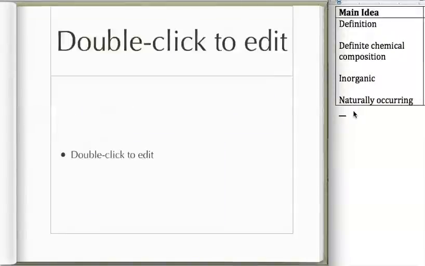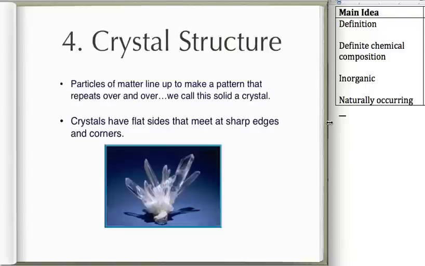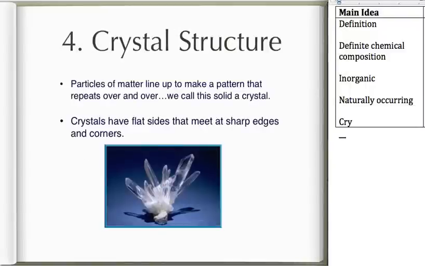Fourth, our mineral has to have a crystal structure. When we think of crystal, we think of expensive and pretty and nice. It doesn't necessarily have to be that in a mineral. Crystal structure just means that if you were to zoom in on the super microscopic level, the particles that make up this mineral are lined up in a microscopic pattern that repeats over and over and over.